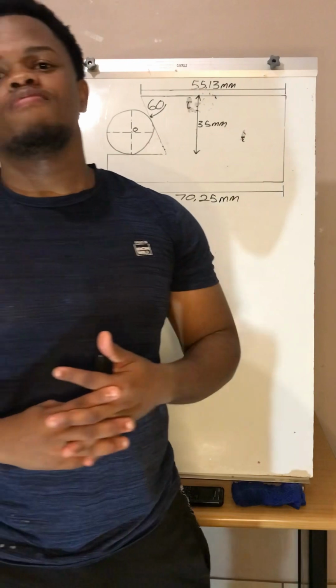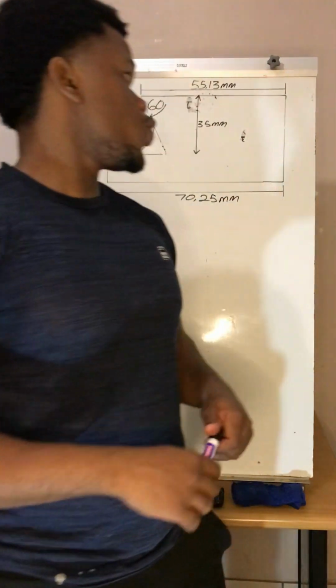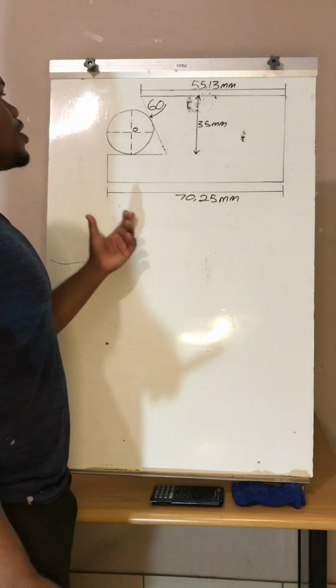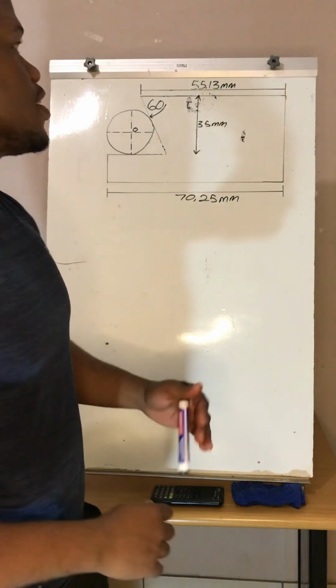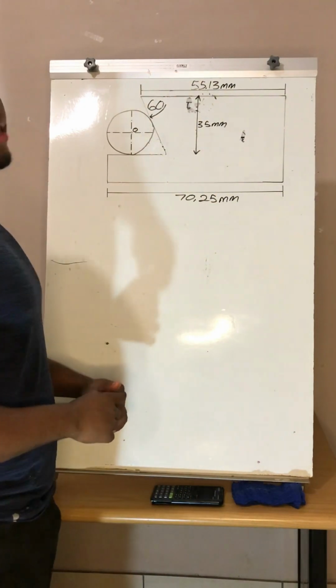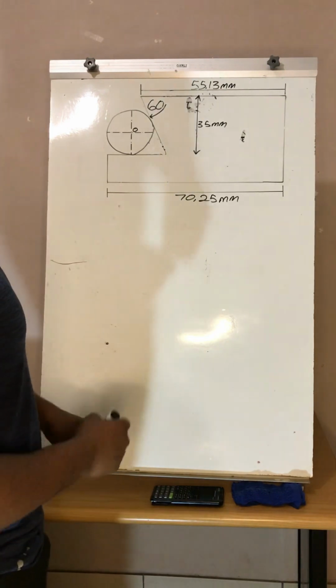Hi guys, today we're going to be doing precision measuring of machine parts. So we have this diagram right here. We are requested to find the diameter of the roller that we have right here, okay?